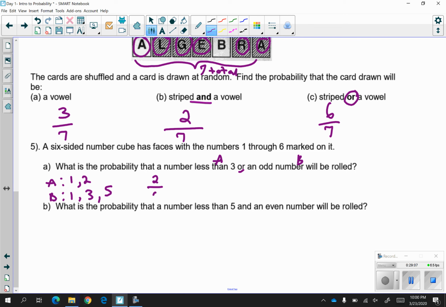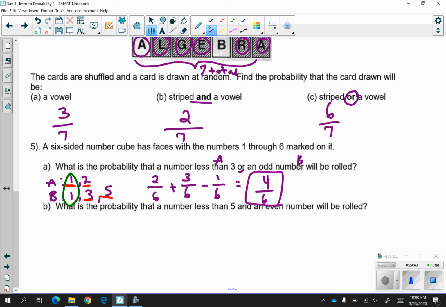So the probability of your first event happening is 2 out of the 6 outcomes of rolling a die. The probability of the second event happening, the B, is 3 out of 6 outcomes. However, they have 1 outcome in common, so you're going to subtract 1 out of 6. That's going to leave you with a probability of 4 out of 6, right? Your 1, 2, 3, 4 different unique possibilities.